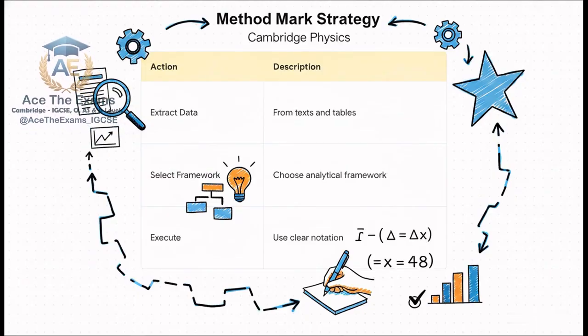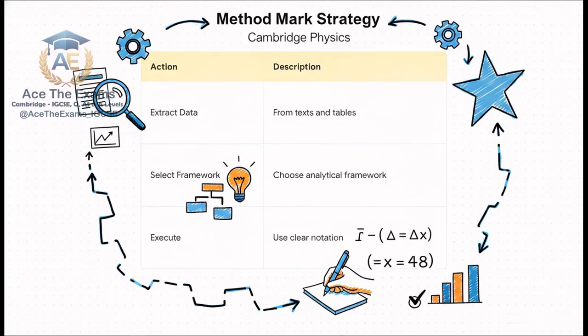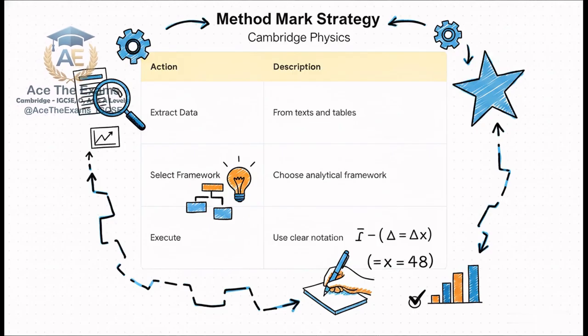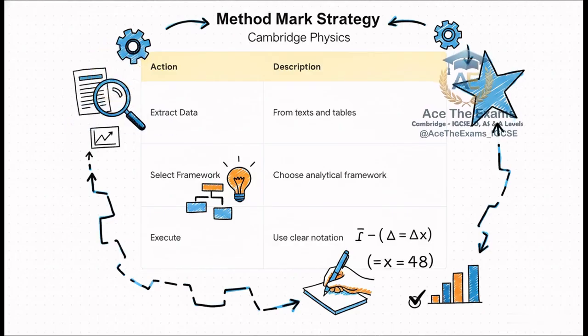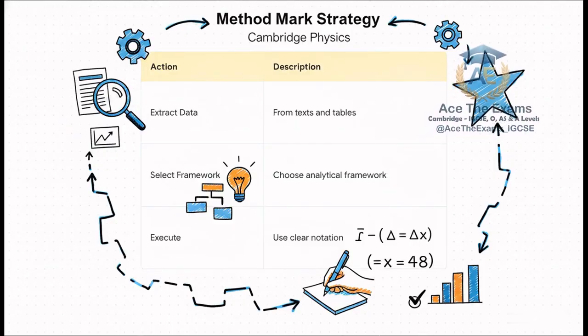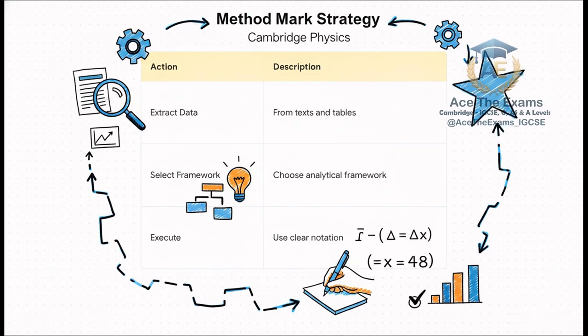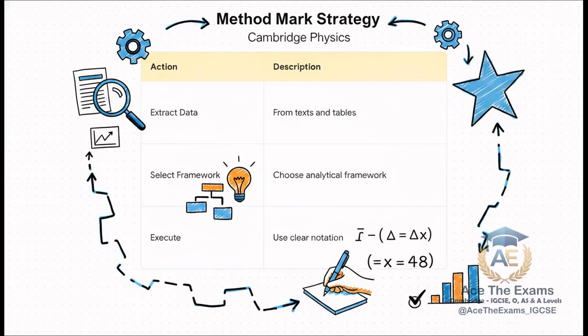In Cambridge physics, having the correct final answer is honestly only a fraction of the battle. Examiners actually award marks for your process. You get points for accurately extracting data from texts and tables, for picking the right analytical framework, and for executing it with clear notation. Proper headings, correct terminology, the right formats, clear annotations, these are strictly required conventions. Seriously, if your final number is totally wrong, but your method is flawless and perfectly annotated, you can still salvage a ton of crucial points.